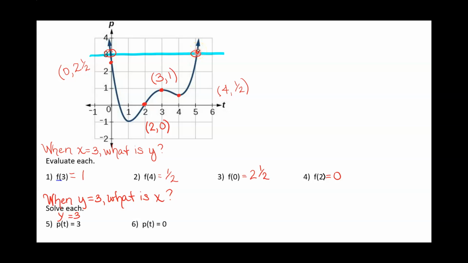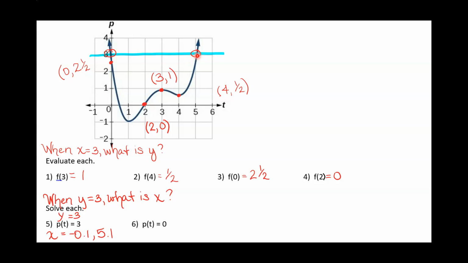Now, in the book, they were a little more precise, and they used negative 0.1 instead of 0 right here, and they used 5.1 instead of 5 right here. It would have been perfectly fine if you had said 0 and 5. All right, look at the next one.